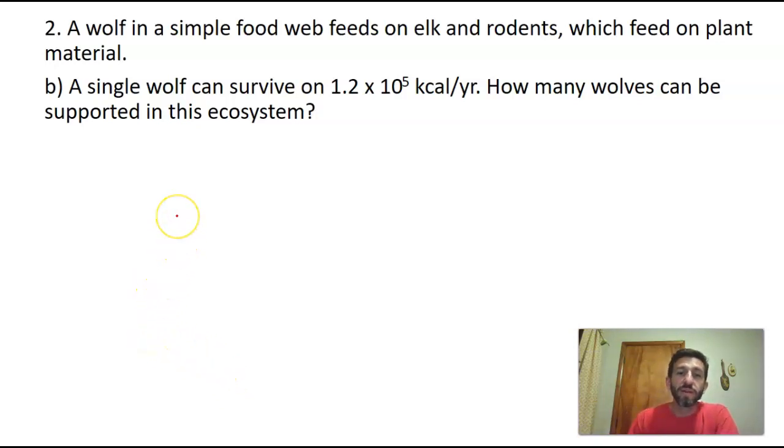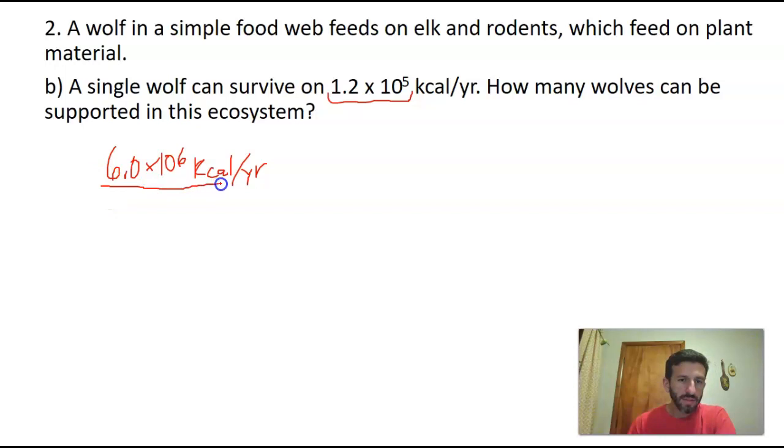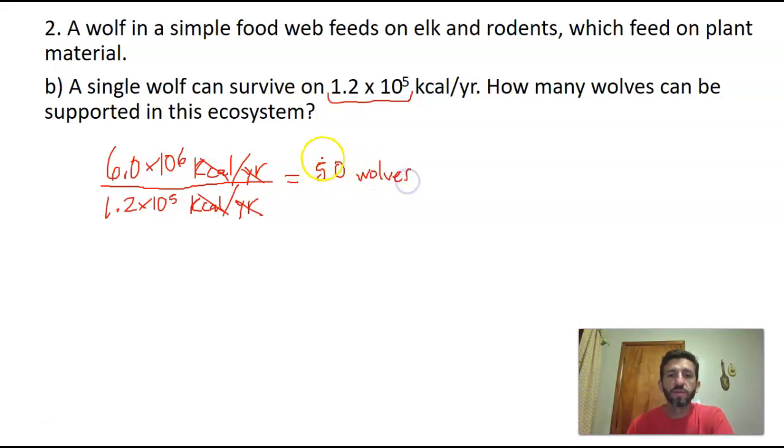A wolf in a simple food web feeds on elk and rodents which feed on plant material. We already did that. If a single wolf can survive on 1.2 times 10 to the 5th kilocalories per year, how many wolves can be supported in this ecosystem? Okay, so let's look at this. I have 6.0 times 10 to the 6th kilocalories per year. Each wolf needs 1.2 times 10 to the 5th. So I'm going to divide this by 1.2 times 10 to the 5th. Now, these cancel out, right? And then I am going to get that this can support up to 50 wolves. So this ecosystem can support a population of up to 50 wolves.